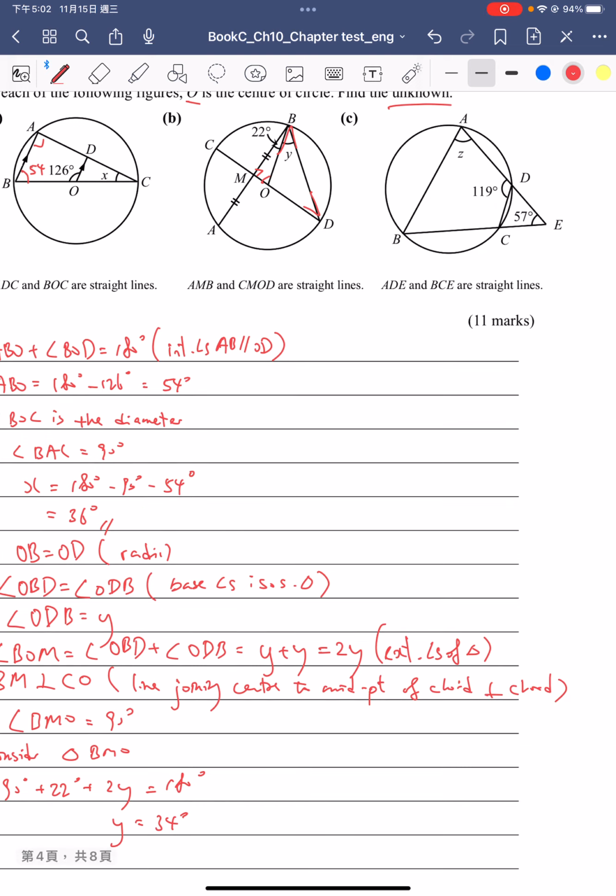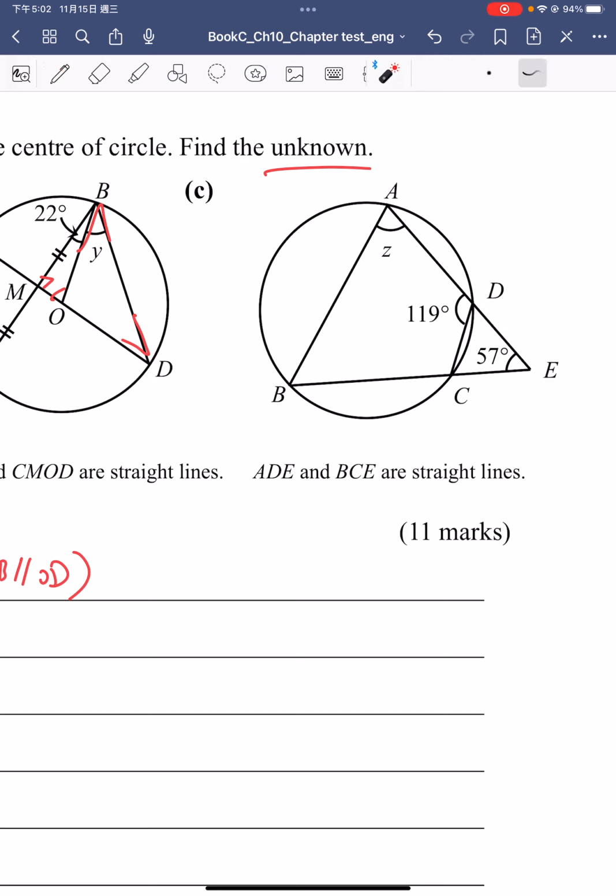And then now we can look at part C. So part C, how can we do this? We have this is equal to 57 degrees. This is equal to 119. Then how can you find out what is z? If you want to find out z, which means in this triangle ABE, the only thing we need is this angle, isn't it? If we know this angle, then we can use the angle sum of triangle. But how can we find out this angle?